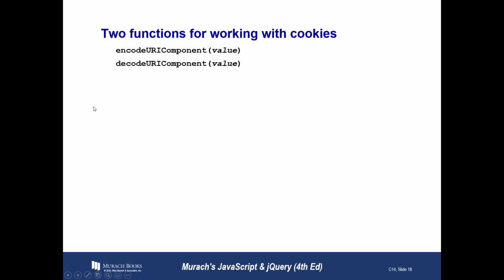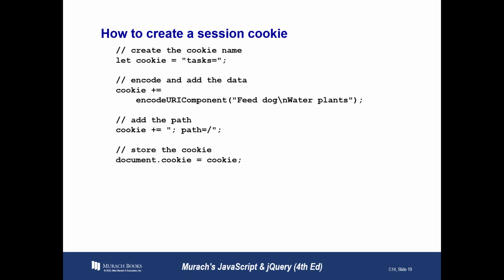Functions for working with cookies: encoding and decoding URI components. URI is Uniform Resource Indicator. It's a superset of a URL. So they show there how you can create a cookie. Again, not the only way, of course, but this is a simple way of creating one. You want to always give it a name, and then we're adding data, and we're adding a path, and we're telling it to store it.